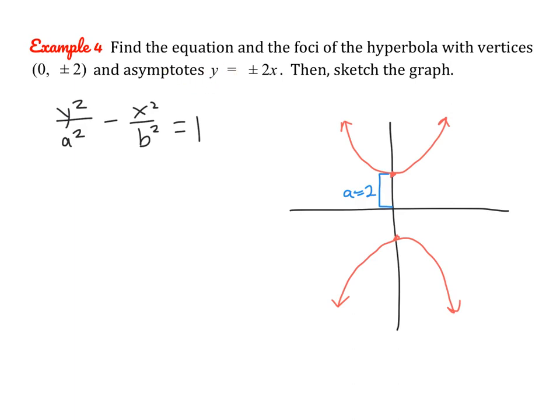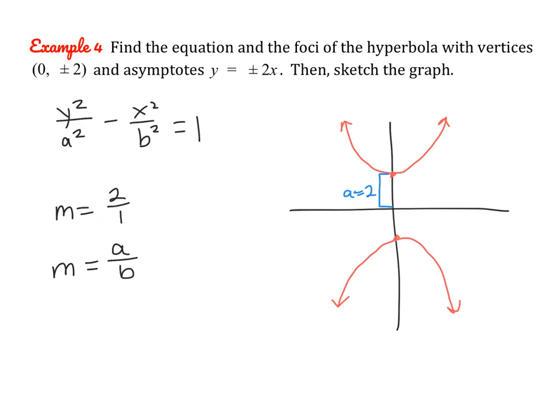Now here, we are given the asymptote equations. So remember, the asymptote tells us the rise over run of our equations. So it's actually going to have a slope. The slope of our asymptote, at least the positive one, is 2 over 1. Now, since this is a vertical hyperbola, when we are finding our asymptotes, the rise is going to be a, the run is going to be that b value. So for a vertical hyperbola, the slope is always a over b.